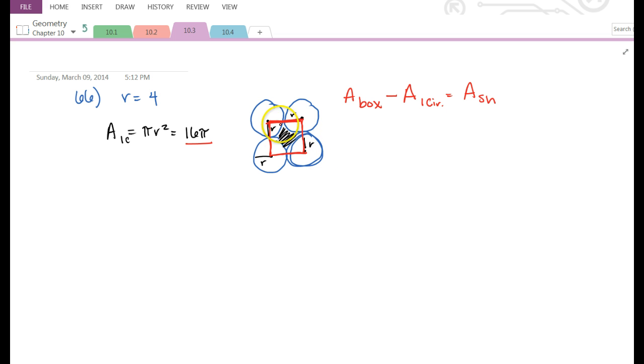Well, the length of my box is, this is R, then this is R. So that's 8. And it's a square, so 8 by 8. So the area of the box is 64 minus the area of one circle, 16 pi. And it wanted the exact area, or at least the answer choices gave the exact area. So that's why it was A.